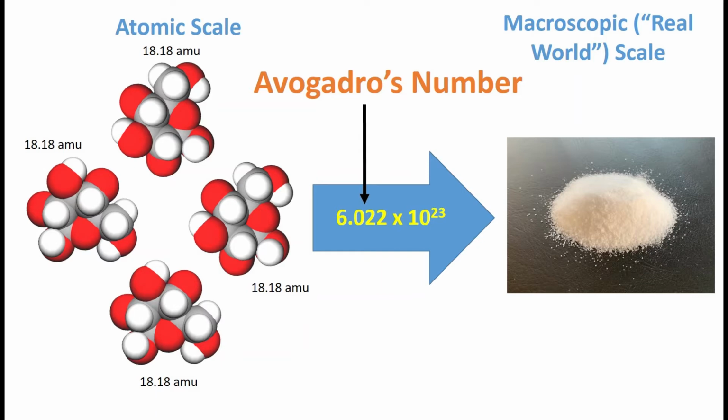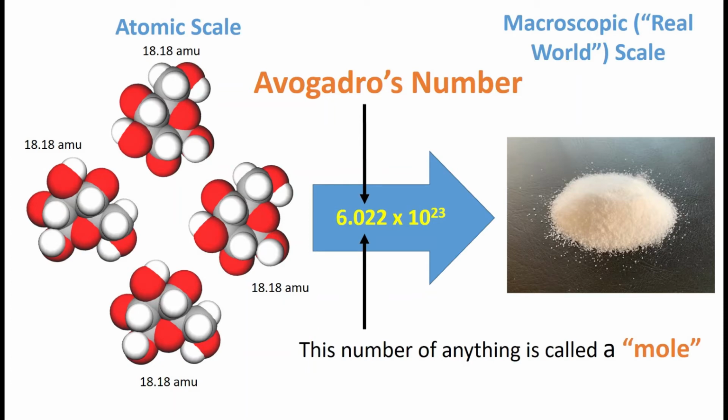This number, 6.022 times 10 to the 23, is known as Avogadro's number, and we use it to define the mole. This number of anything is known as a mole of that thing. So we have 6.022 times 10 to the 23 glucose molecules, which is a mole of glucose molecules. But if we had 6.022 times 10 to the 23 bananas, then this would be a mole of bananas, and that's a lot of bananas.